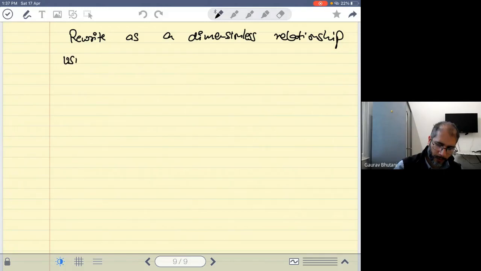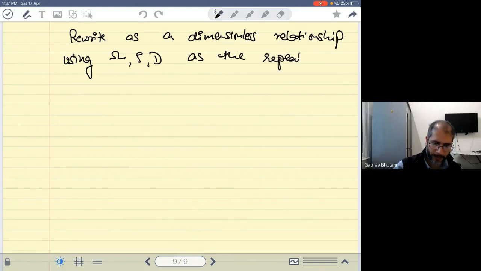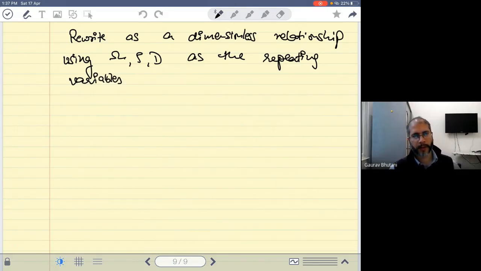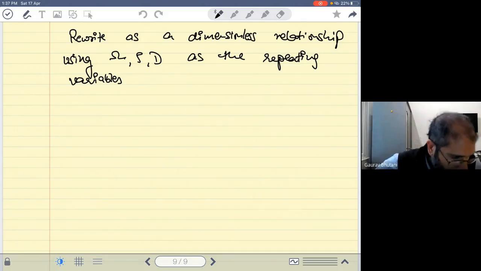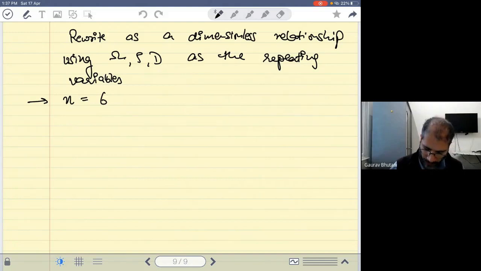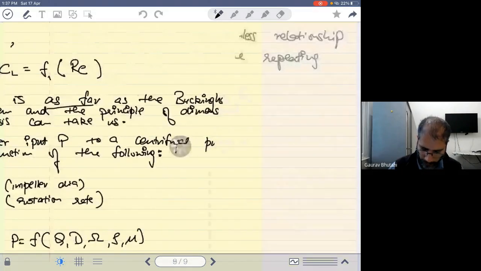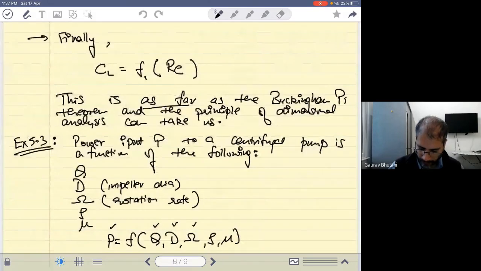Okay, and it's already given to us using omega, rho, and d as the repeating variables. So that's the problem that's given to us. Okay, so let's start with our exercise again. So n, the number of variables in this problem is 6. It's power, volume flow rate, diameter of the impeller, rotation rate of the impeller, and density and viscosity of the fluid.